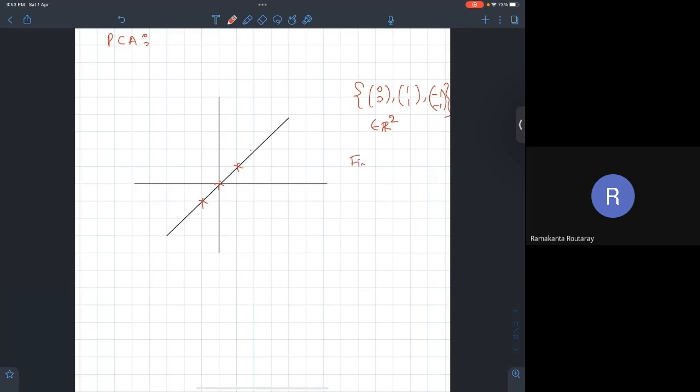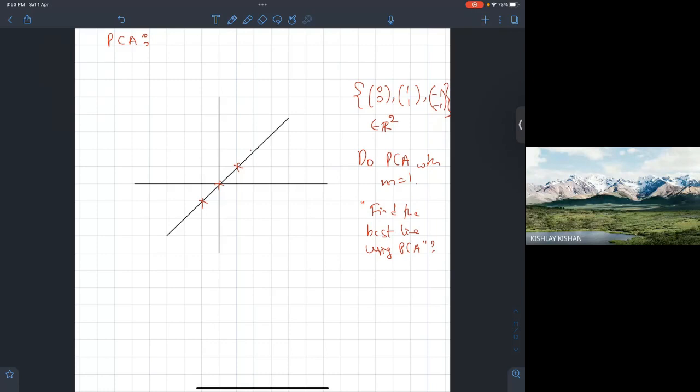So I want to find the best line. If I do PCA with M equals 1, which is that line that I will get if I want to fit it to a low dimension? It will be the same line. It's already on the line. Clear?